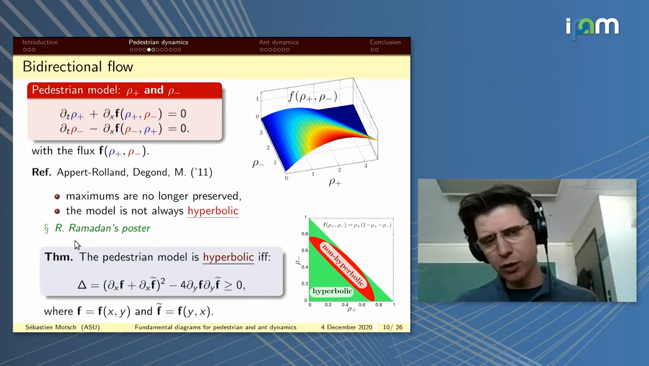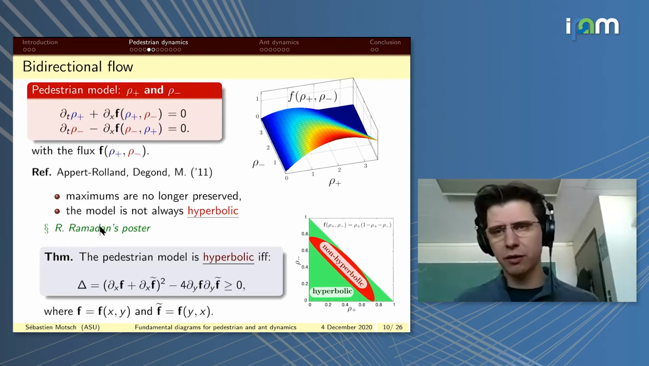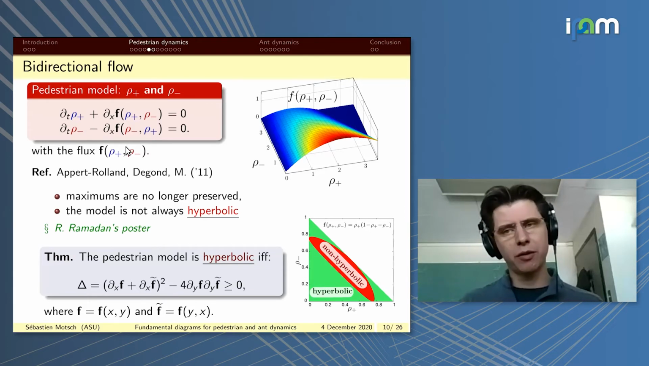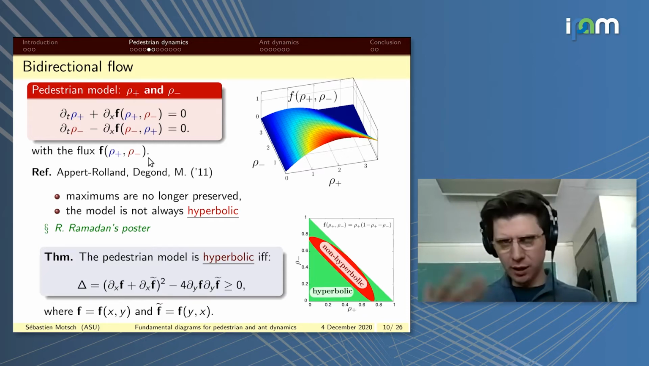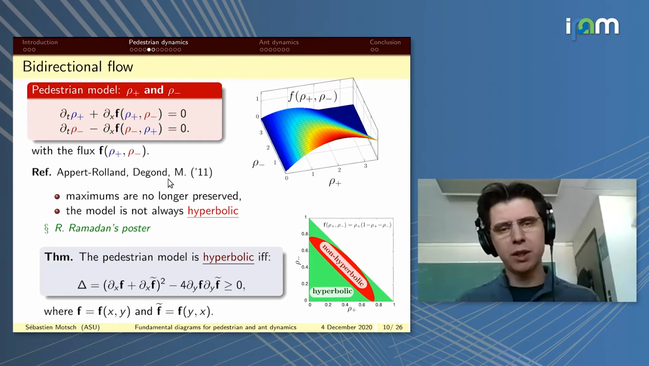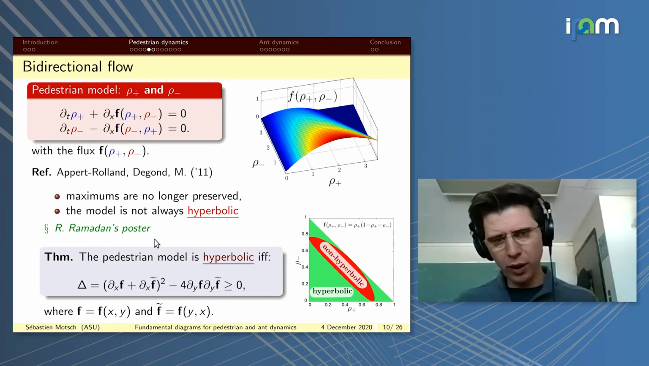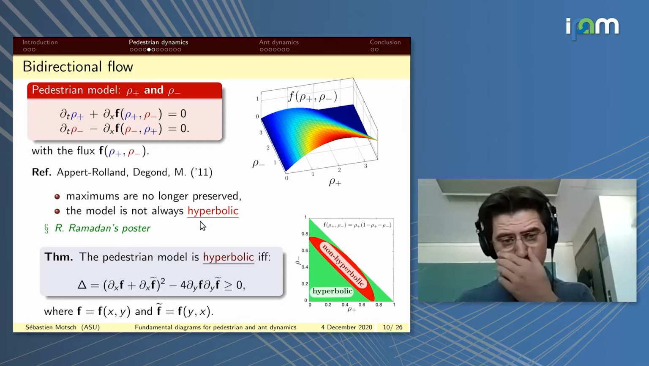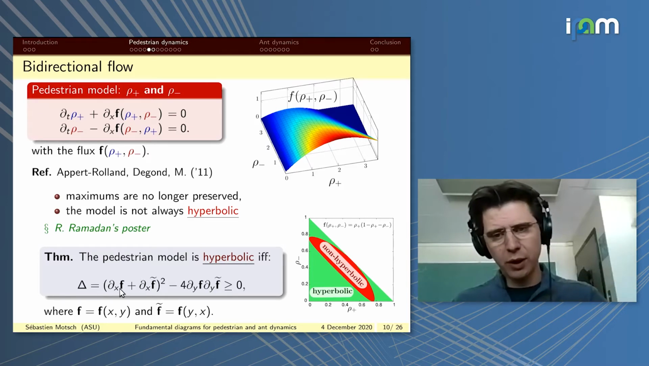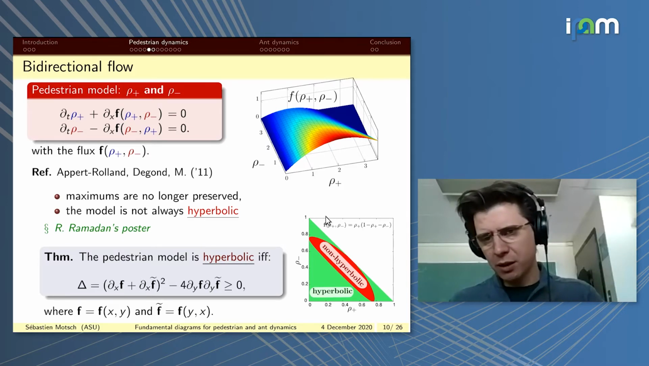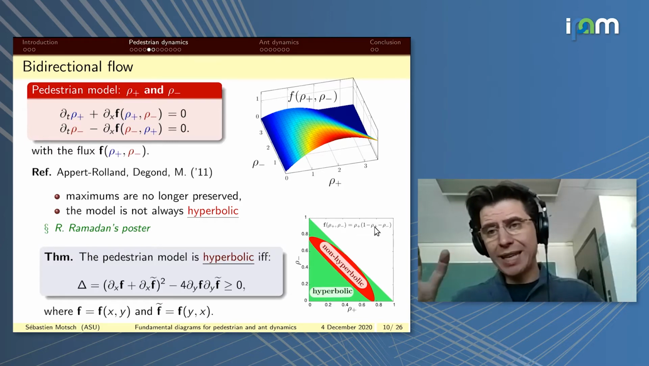Here I refer to the work of Rabbi Ramadan, who already discussed this kind of concern for a different model, but also for a system where you can have different types of solutions. So it's not as simple as if you have just a 1D traffic model. You can even write down the condition for the model to be hyperbolic. We have some quantities that you can compute. If I take an example of a very basic flux, you see I just write a polynomial of order 2 here. So we just have a linear friction.